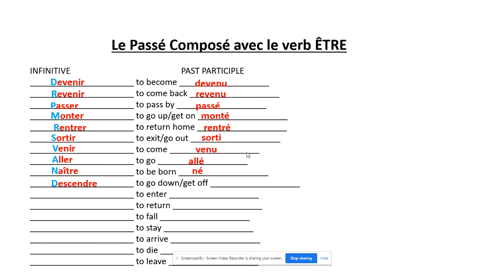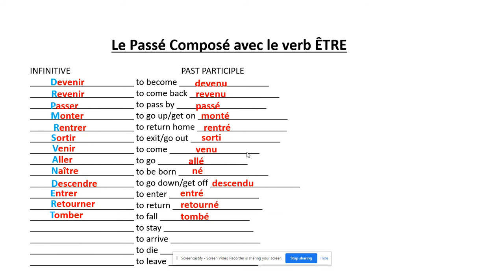Descendre. It's an RE verb, so we're gonna drop the RE and replace it with you for the past participle. To enter, entrer, drop the ER, replace it with E accent aigu. To return, retourner, drop the ER, replace it with E accent aigu. To fall, tomber, drop the ER, replace it with E accent aigu. A connection here, usually students connect with to tumble, down, for to fall.